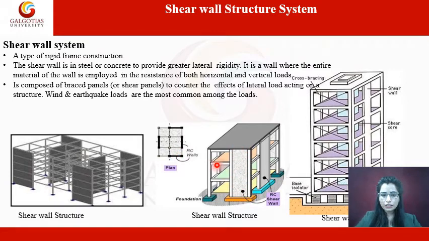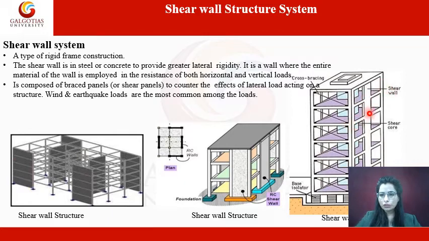Here you can see the beam and column. This is the top roof slab, and these are the intermediate slabs. This is another example of the shear wall. These are all the frame of RCC beam and column, and this part is acting as the shear wall structure.